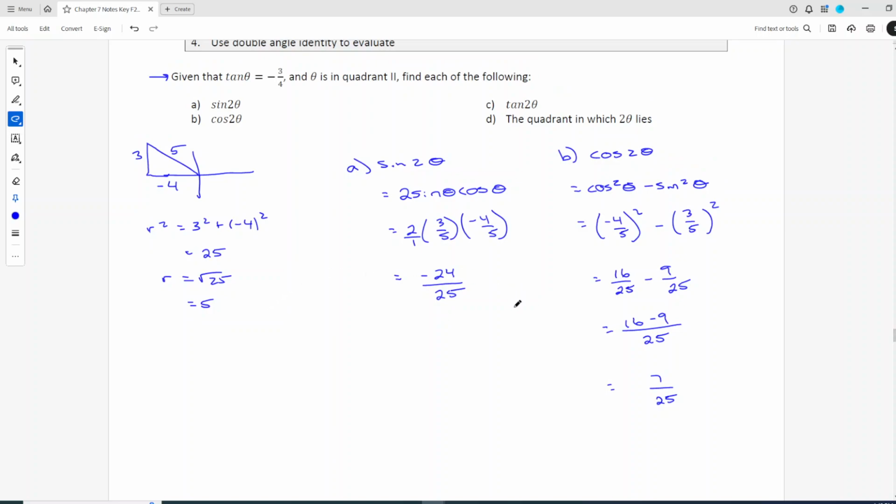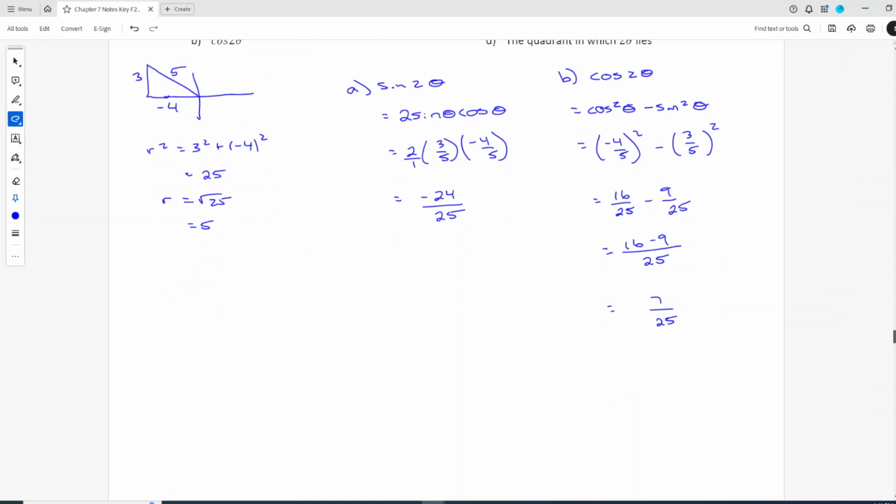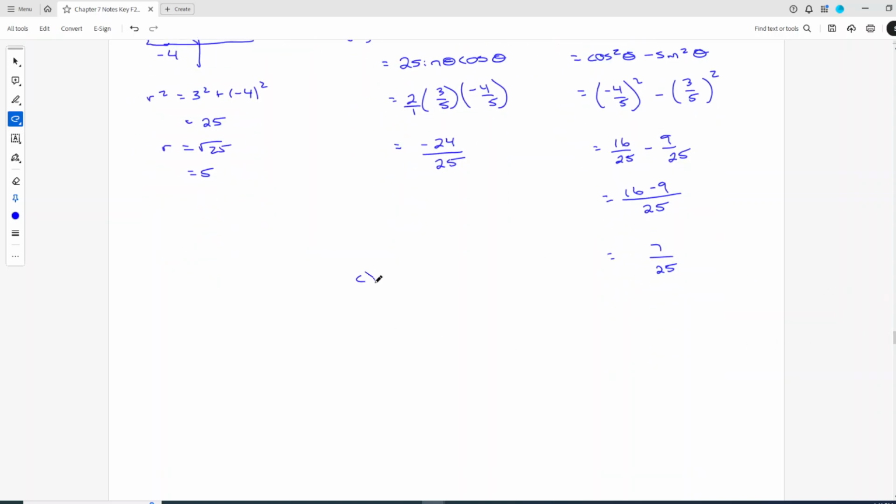I think we're good. All right, and again, if you had done it as any of the other two, maybe test it out now if you don't believe me, but you can try the other two and you will get this exact same answer. The second last thing we're going to do is C, which is tan of 2 theta. And now for this one, you actually get a choice.